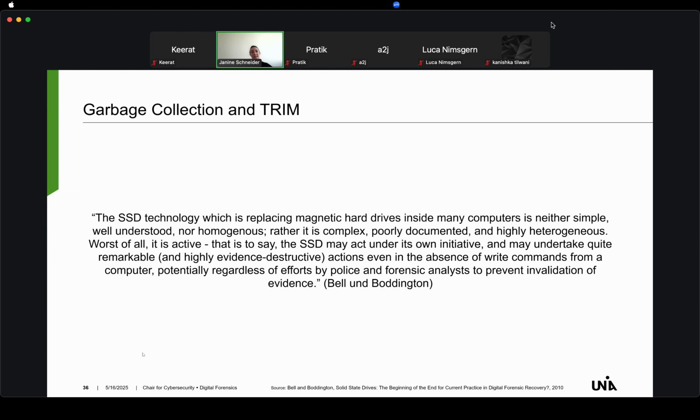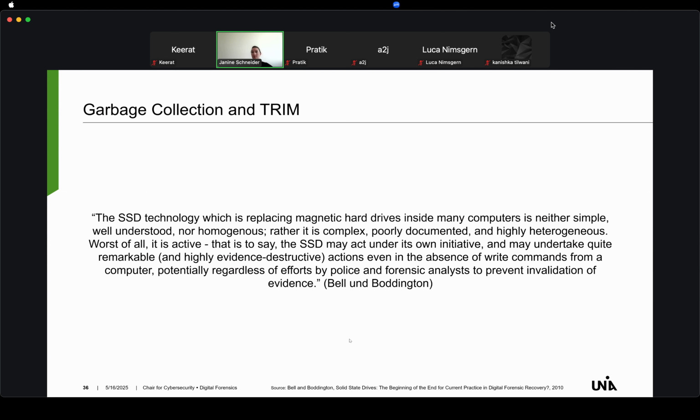So SSDs are a real problem for digital forensics, especially because of all the things we just discussed: wear leveling, garbage collection, trim, but also the read-write mechanisms themselves, the controller, etc.